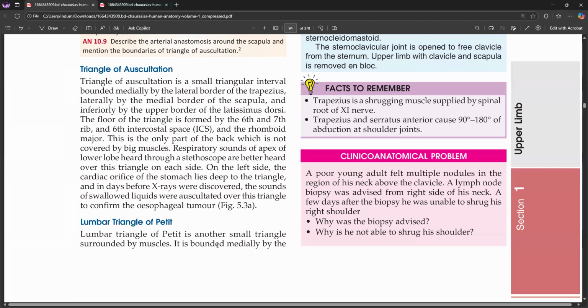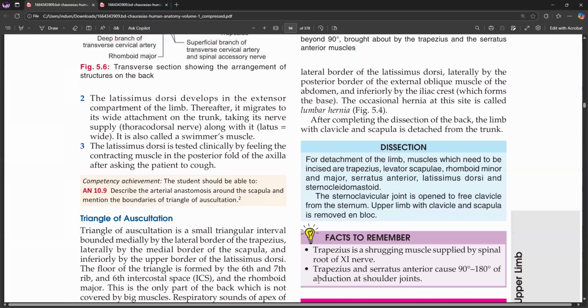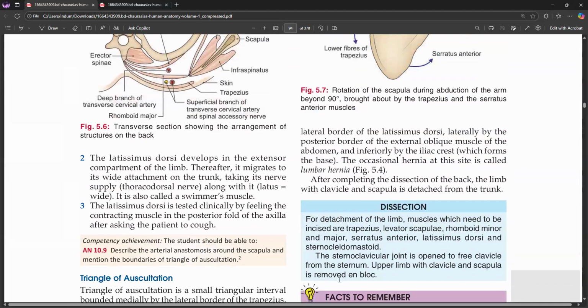Figure 5.3a. Lumbar triangle of Petit. Lumbar triangle of Petit is another small triangle surrounded by muscles. It is bounded medially by the lateral border of the latissimus dorsi, laterally by the posterior border of the external oblique muscle of the abdomen, and inferiorly by the iliac crest, which forms the base. The occasional hernia at this site is called lumbar hernia, figure 5.4.